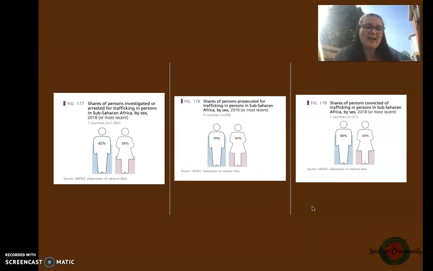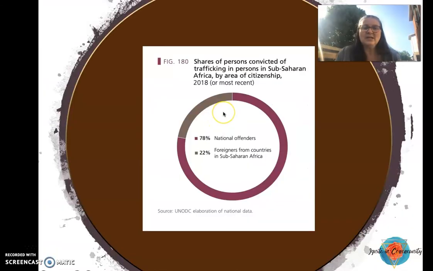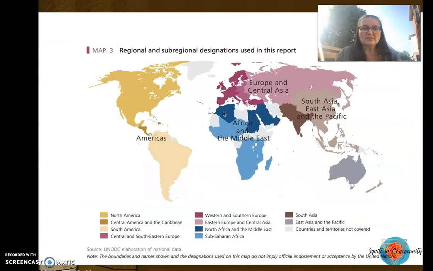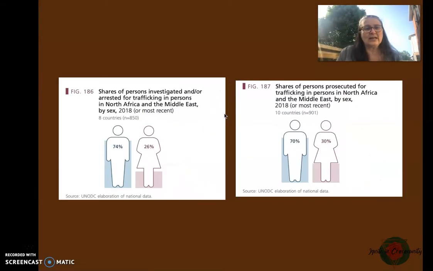Now we're going to move over to Africa. We're going to look at Sub-Saharan Africa. And here we're looking at a big difference. 1,092 arrested or investigated. 348 have been prosecuted, and only 121. So again, this region, they need to do a better job at, once you arrest them, taking them to trial and then convicting them. 78% are national offenders.